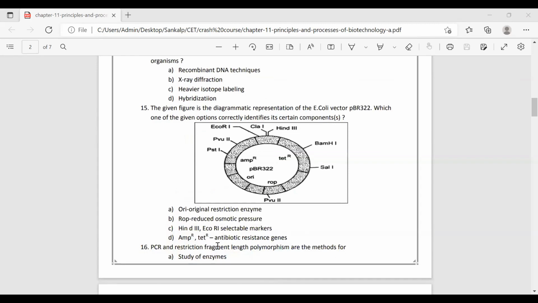Fine. The given figure is the diagrammatic representation of the E. coli vector pBR322. Which one of the given options correctly identifies its certain components? Option A, ORI, original restriction enzyme. Option B, ROP, reduced osmotic pressure. Option C, HindIII, E. coli selectable markers. Option D, AmpR, antibiotic resistance gene.